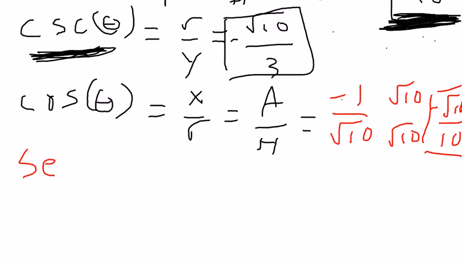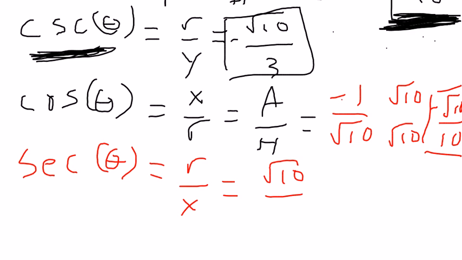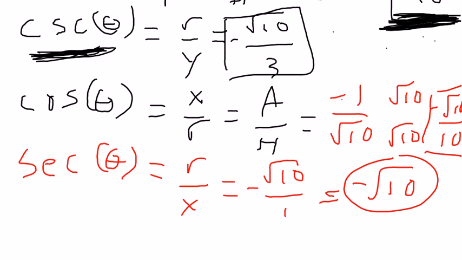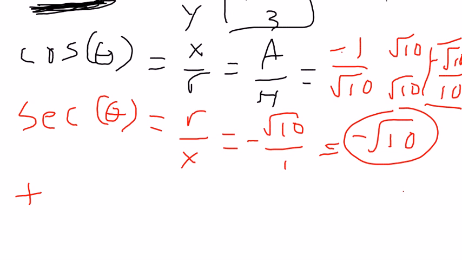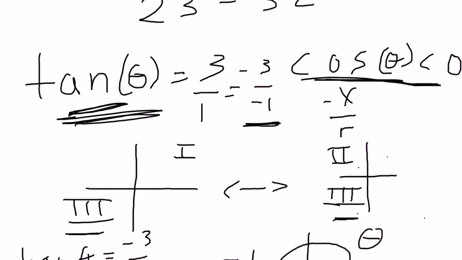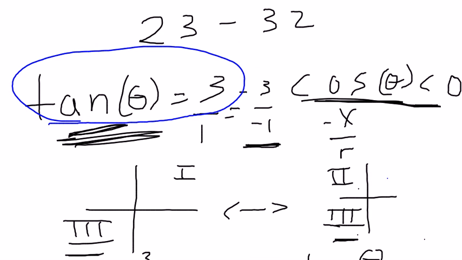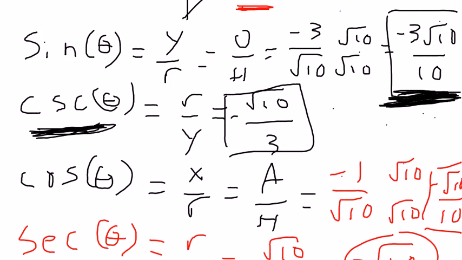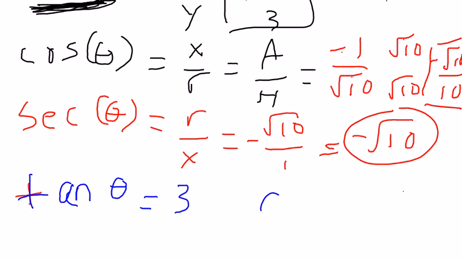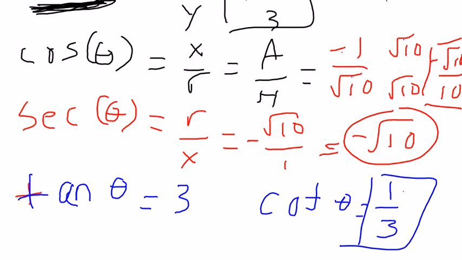Secant of theta would be r over x. R is the square root of 10. X is negative 1. So you get negative square root of 10. Tangent was given to us in the problem as 3. So if tangent is 3, cotangent is 1/3. I hope this helps.